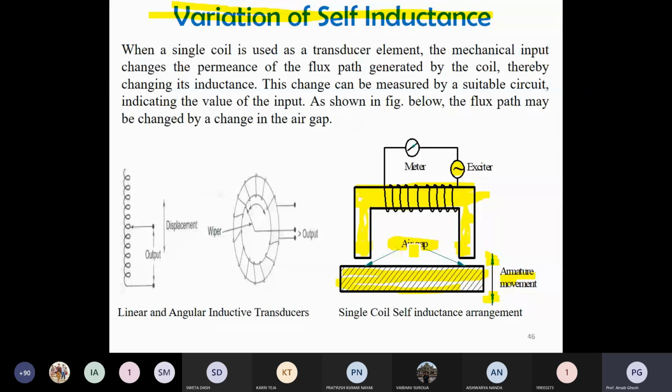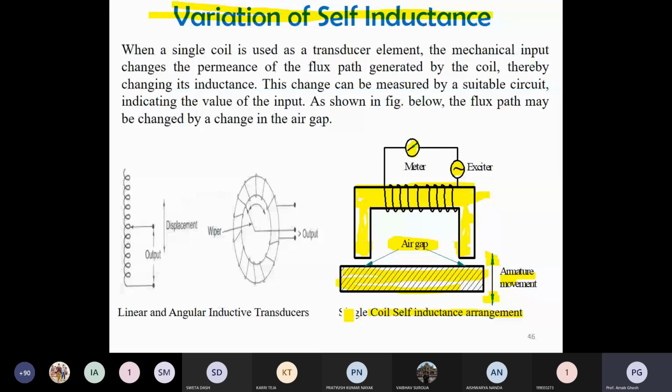So air gap means air core. If the movement is different, it is called the single self-inductance measurement arrangement. Due to the movement, you can see the meter pointer will be deflected, and you are able to measure that.